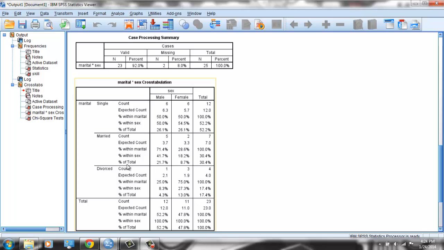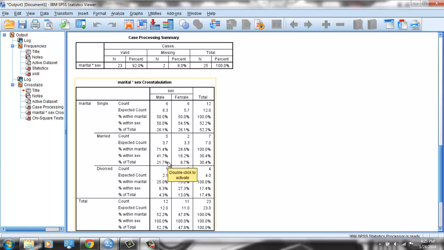Then it asks you, what percentage of the participants are male and married? Now percent of total, that's going to be 21.7%. For women, it would be 8.7%. You add those together, you get 30.4. Enough of the double click to activate. Alright, so that's how you find it. The percent of total is where you find that answer.